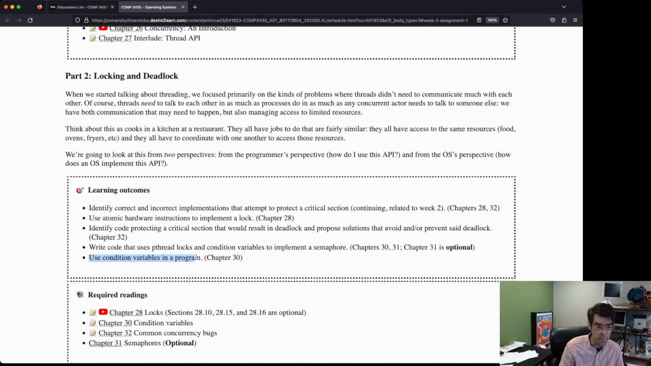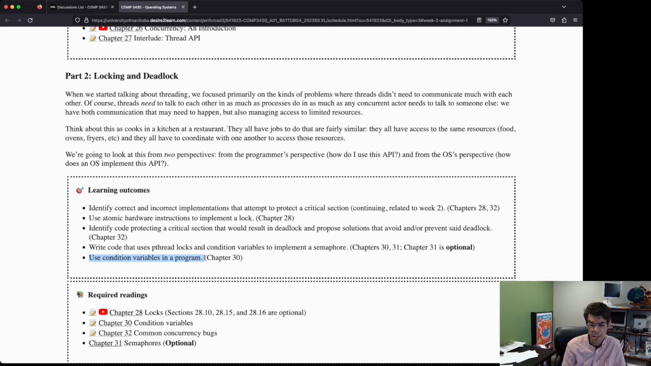Use condition variables in a program. That's in chapter 30. They describe both the mechanical use of the API for condition variables, but also what condition variables are and how they work.